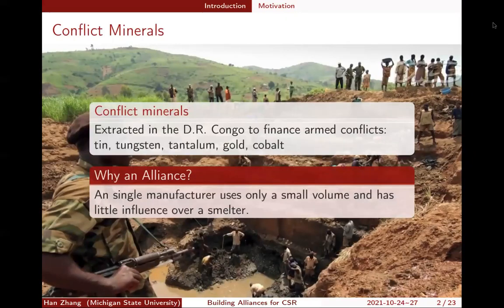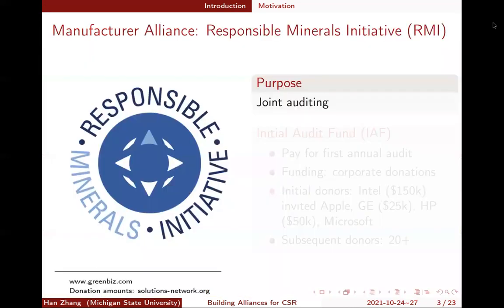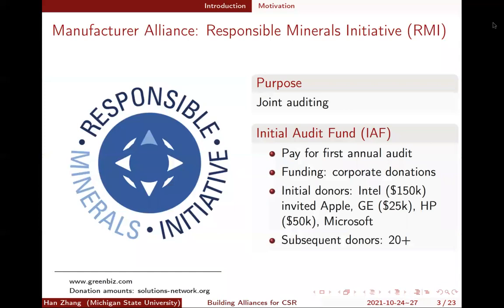Countless companies use the minerals, while only a few hundred smelters worldwide process them. Each smelter serves numerous downstream buyers. A single buyer has little influence over a smelter's practice. In response, a group of manufacturers established the Responsible Minerals Initiative, or RMI, an industry alliance that administers joint audits. Today, the RMI is the most successful industry-led effort on conflict minerals.